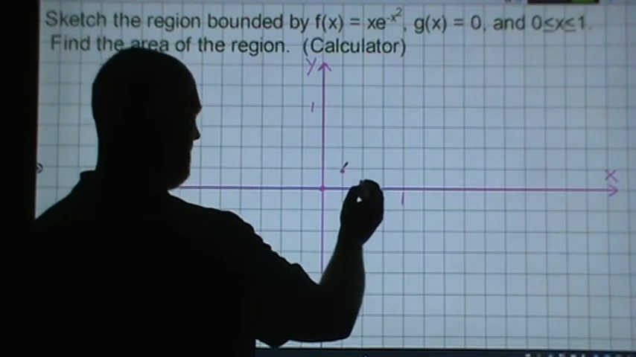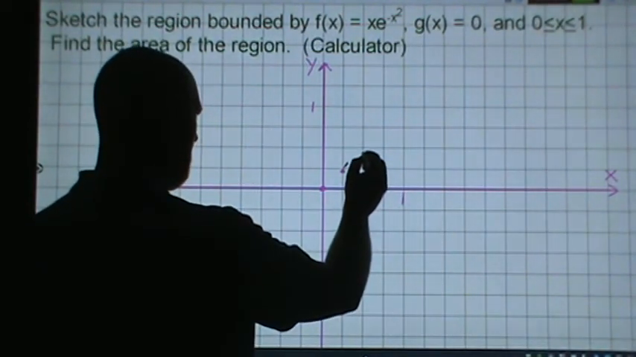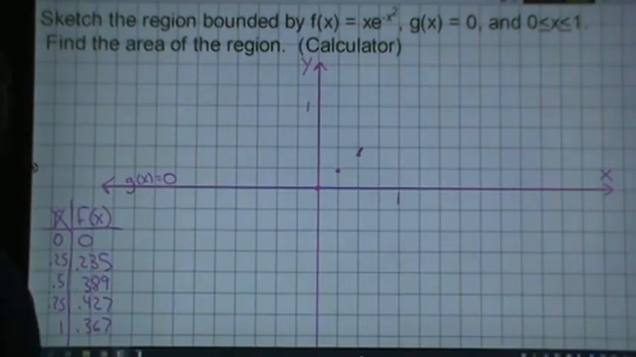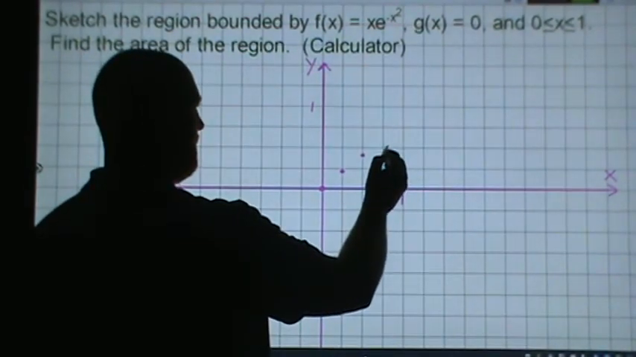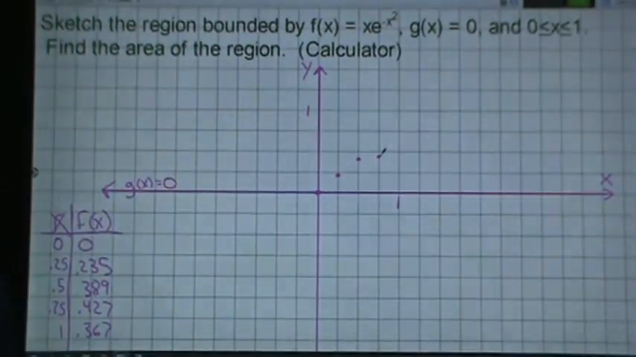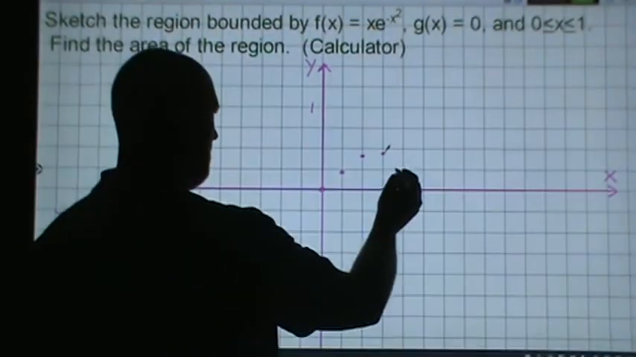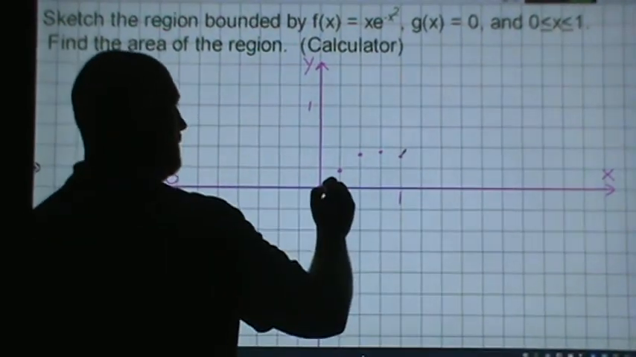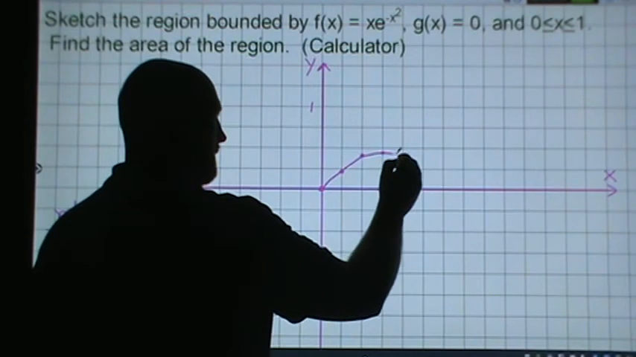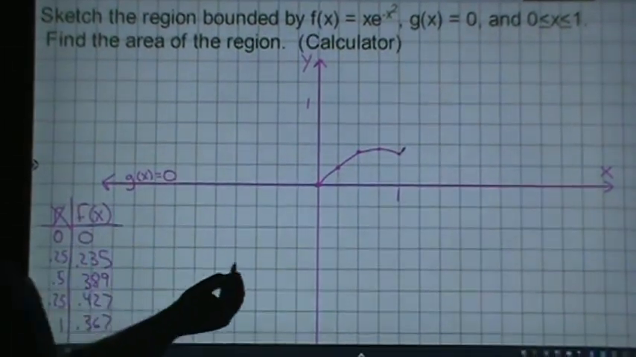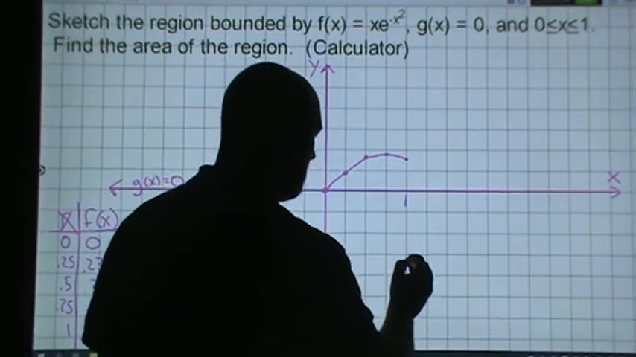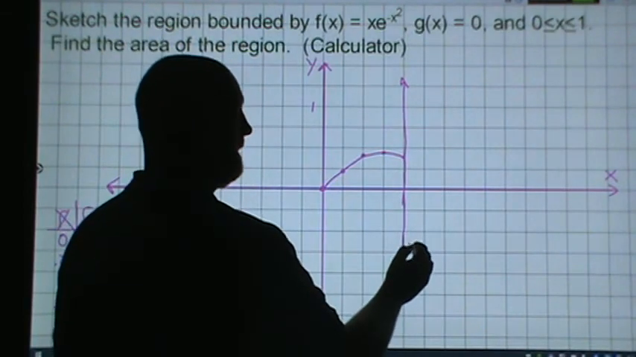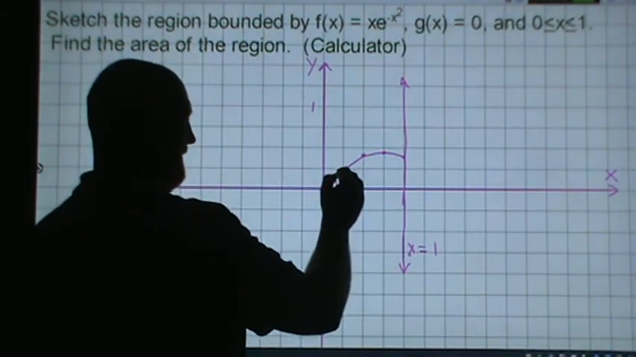That's almost 4/10 of the way up, so not quite to a half. .427, that's a little bit over 4/5 of the way up. And then .367, we're back down just a little bit, but not down to a quarter. So I'm going to have a curve that looks about like that. And we're cut off by x equals 1, so we could draw the vertical line right here. That is x equals 1, and I'm going to find the area here.